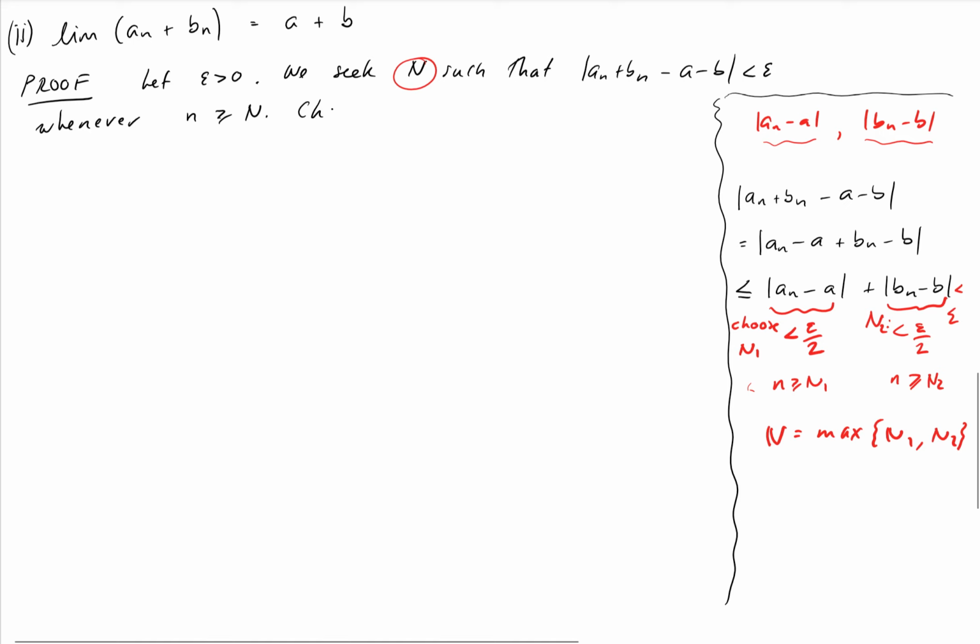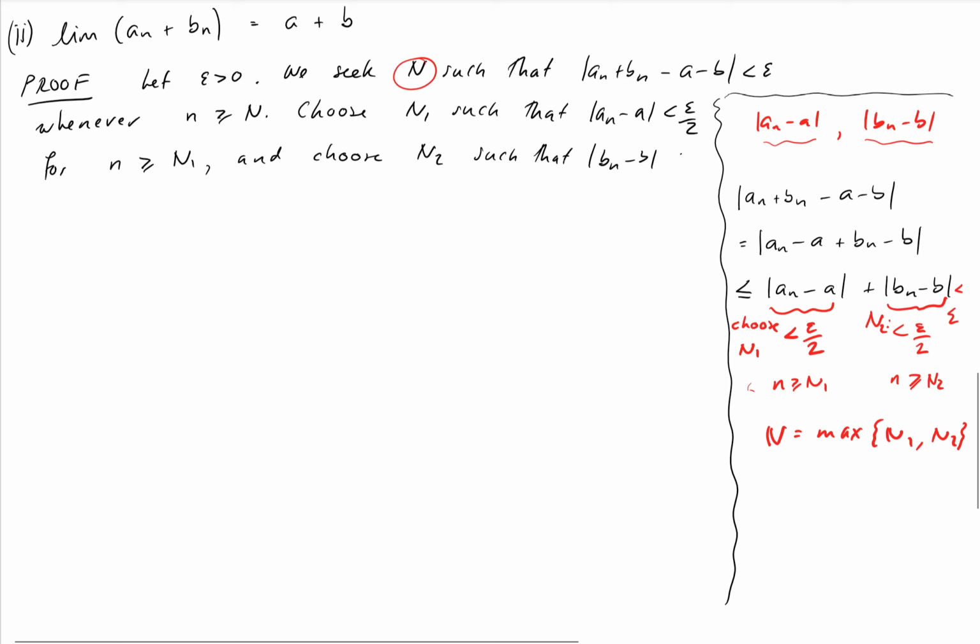So choose n1 such that the absolute value of a_n minus a is less than epsilon over 2 for n greater than or equal to n1, and choose n2 such that |b_n minus b| is less than epsilon over 2 for n greater than or equal to n2. Okay, so we're just having to make sure we say everything that we need to say so that the proof is going to be complete and not missing any pieces.